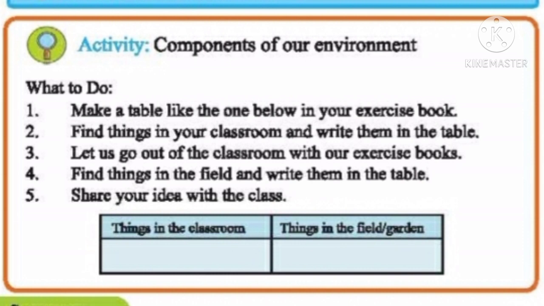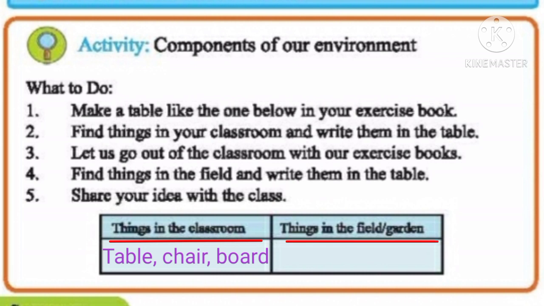Now, we will do the book activity. In the first column, we will write which you can find in the classroom: table, chair and board. In the second column, you will write tree, soil, air, etc.